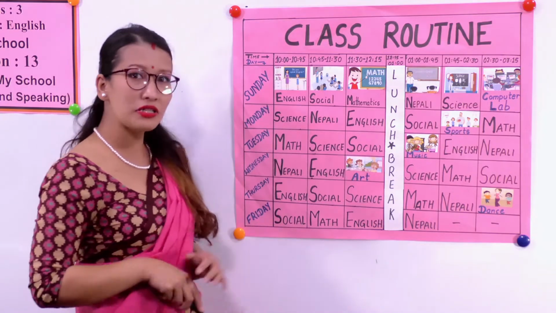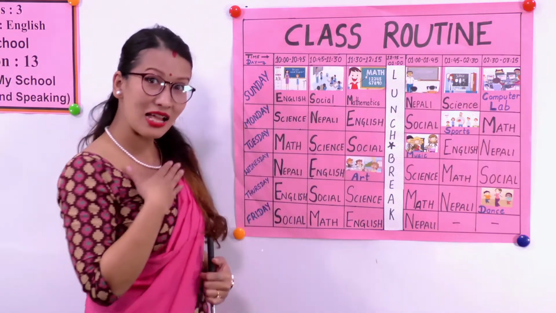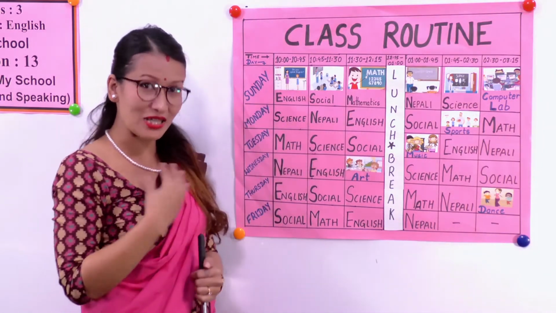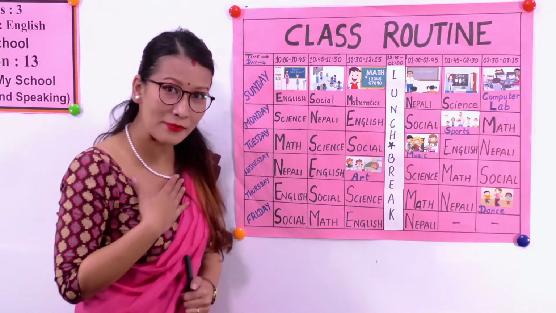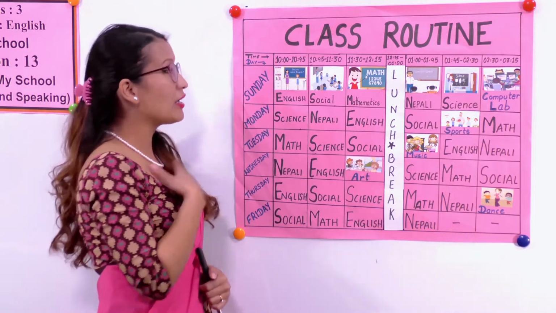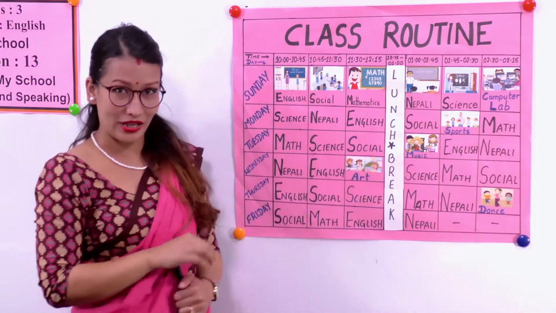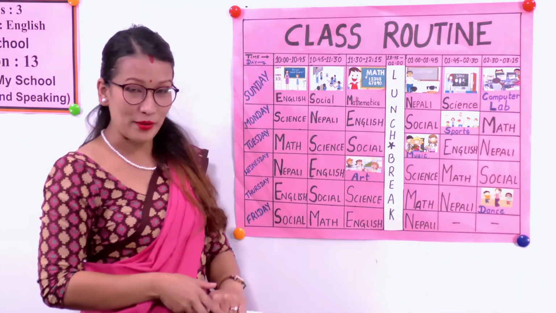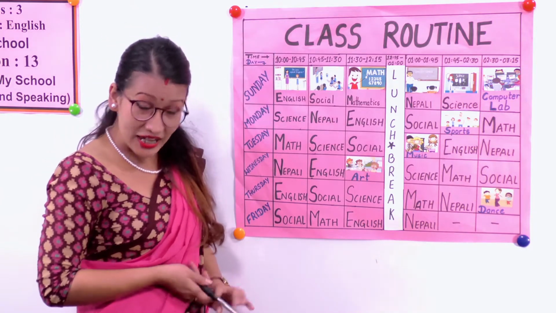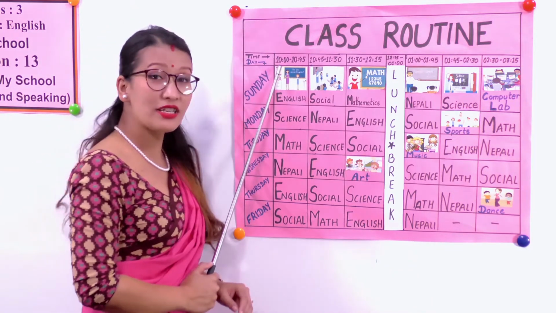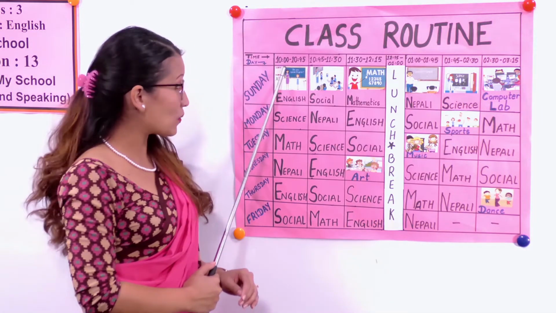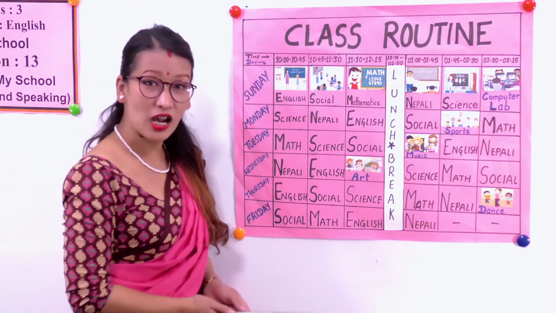Okay, look here. This is called a class routine. Let me paste this on the board, okay? Now here you can see the class routine. We can also call it a class timetable, right? When I was in grade 3, this was my class routine. I made it myself from memory. When I was in class 3, I used to read these many subjects. We used to go to school at 9:30 and the class started at 10 o'clock.